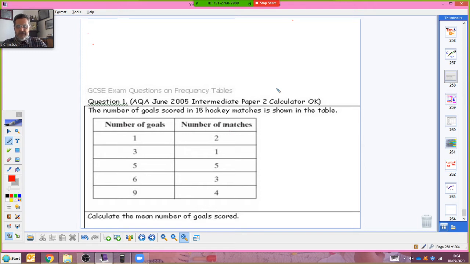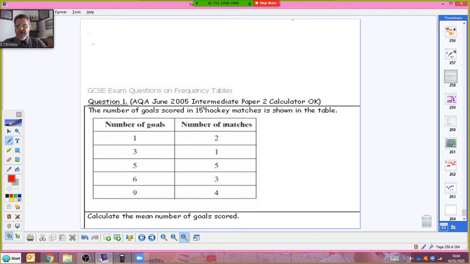Here's a question I'm using. It's an old GCSE question from 2005, but it looks just like the kind of tables you would have in your book anyway. It's a table with the frequency, the number of matches that were played, and the number of goals scored in each match. So let's read the story.